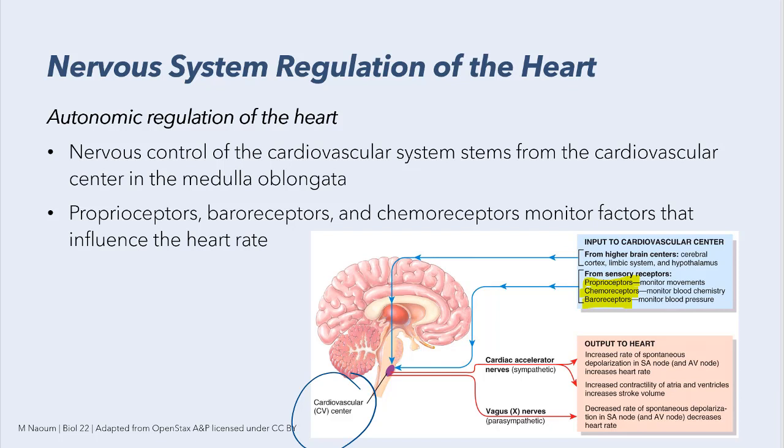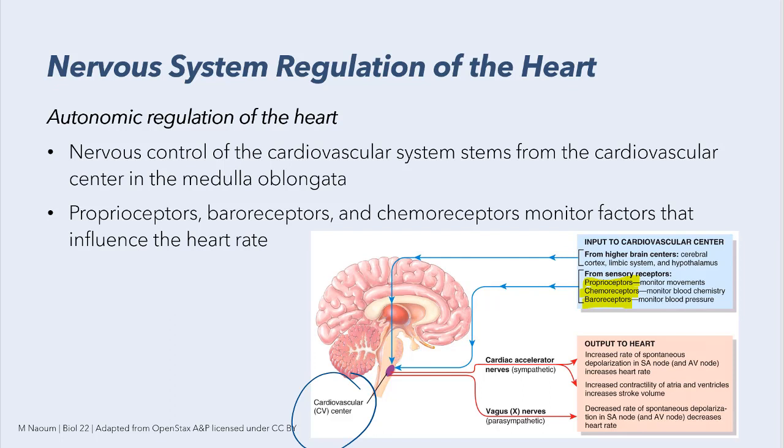baroreceptors. So think about physical activity, for example, just before it begins. Your anticipation of beginning the activity is going to activate your limbic system, which eventually also sends impulses to your cardiovascular center. As you begin physical activity, the movement of your joints and limbs is monitored through the action of proprioceptors. These are receptors that are found in your joints and limbs and muscles that monitor the position of your arms and legs at all times, relative to the rest of the body. And the movement of these limbs will activate those receptors that will then activate the cardiovascular center.